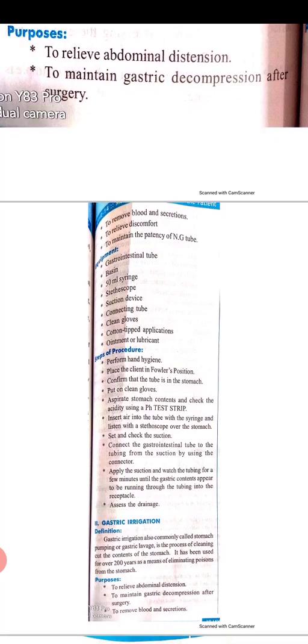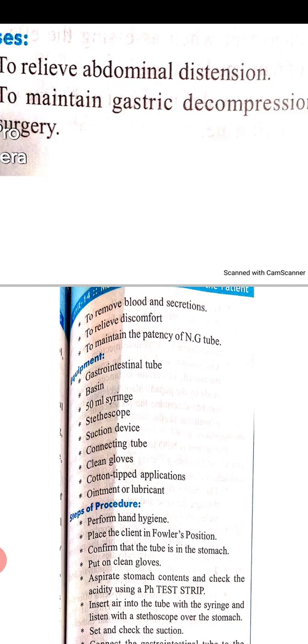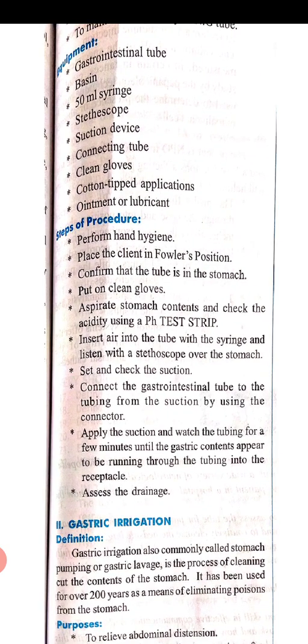What equipment do we take for nasogastric suctioning? Equipment like the gastrointestinal tube, basin, 50 ml syringe, stethoscope, suctioning device, connecting tube, clean gloves, cotton tip applicators, ointment or lubricant. The first step is to perform hand hygiene and give the patient Fowler's position.